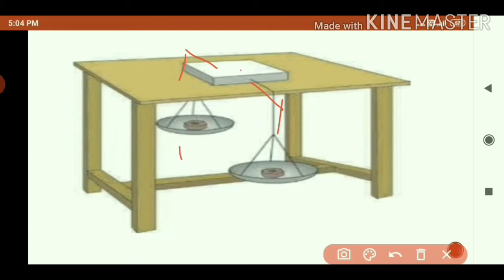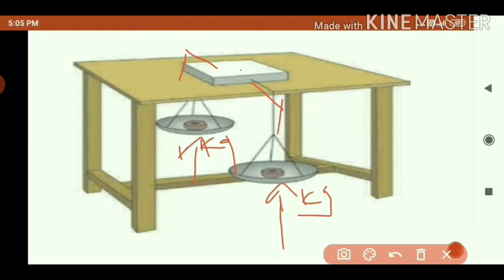Suppose here 1 kg. Here also 1 kg. The box does not move on the table. Equal masses means equal force applied, means balanced force. Equal gravitational force acts on both the pans.